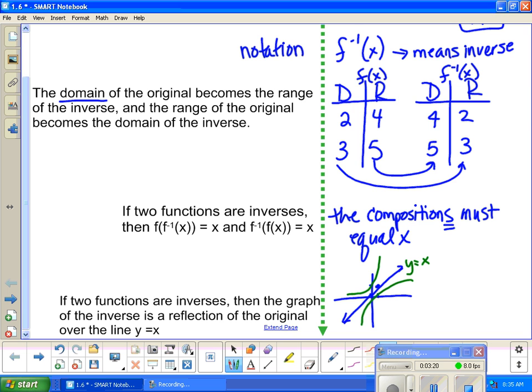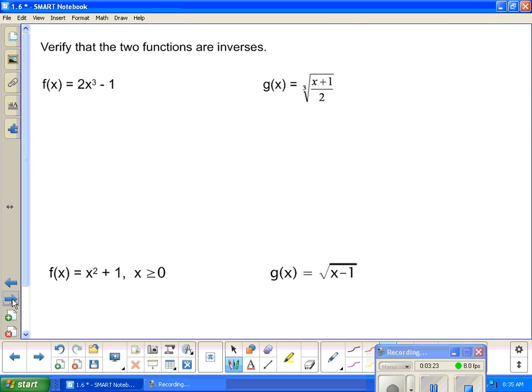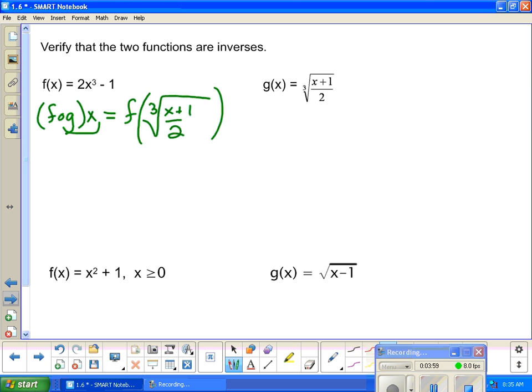What we're going to do first is we're going to verify if two functions are inverses. Okay, so 2x cubed minus 1. We said to verify, we have to find the composition of the function. So I'm going to take g of x, and I'm going to put it into f of x. So I'm going to find out if f of the cube root of x plus 1 over 2 is equal to x. So let's substitute that in.